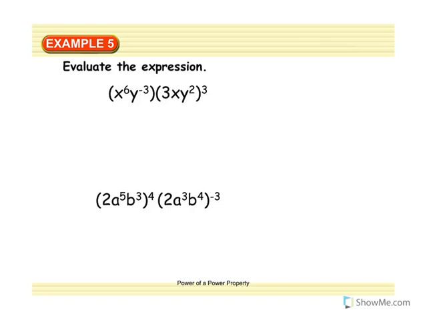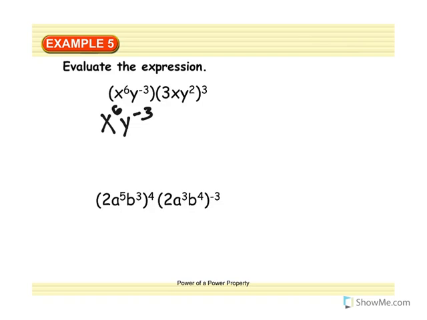This actually is going to be significantly more challenging. So now we're kind of incorporating everything. We've got power of a power, we've got power of a product, we even have product of powers, we even have multiplying monomials. So for this first one, I'm going to keep this as is for now.